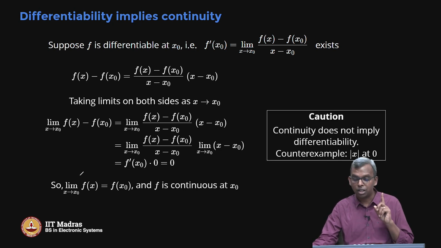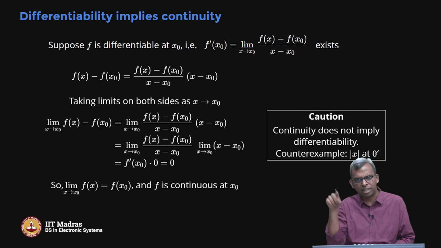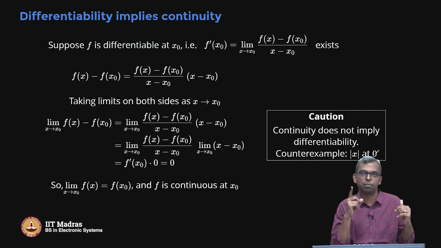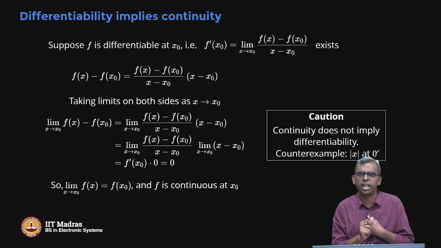Okay, continuity does not imply differentiability. A very easy counterexample is mod x at 0. At 0, mod x, we saw this function, right? It's actually continuous. There's no problem here, but it's not differentiable because the slopes on the two sides are not the same. So differentiability is a stronger notion of smoothness than continuity. This is an important idea to remember.